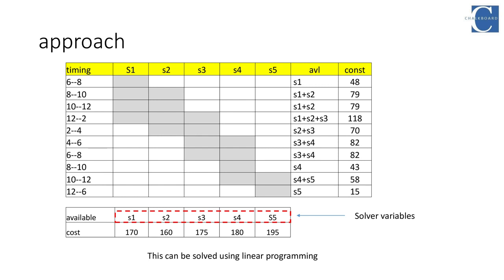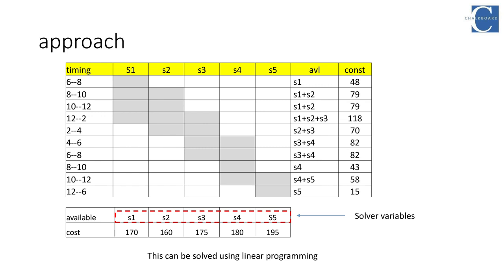The variables that the solver will assign is the number of people per shift. Using that, we work out the people available per 2-hour slot. For example, between 12 noon to 2 p.m., people from all the 3 shifts are available, so supply is equal to S1 plus S2 plus S3.